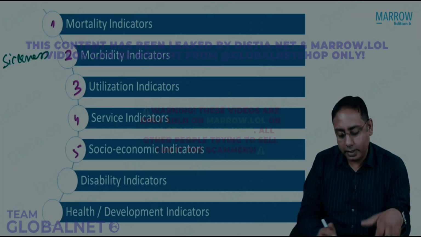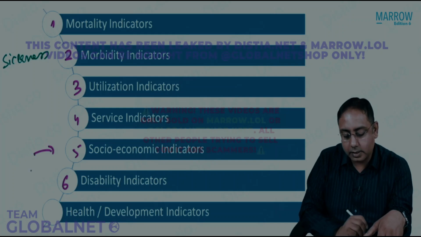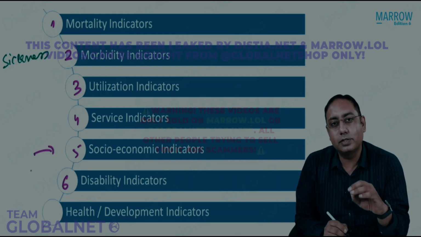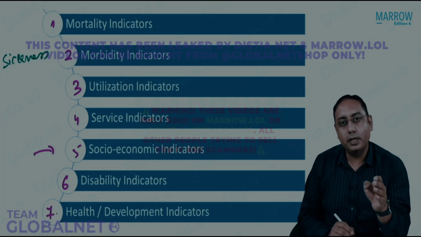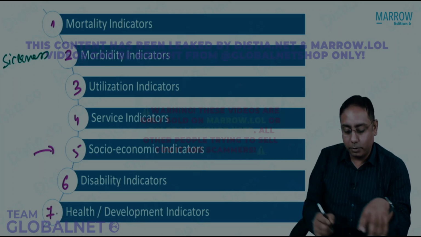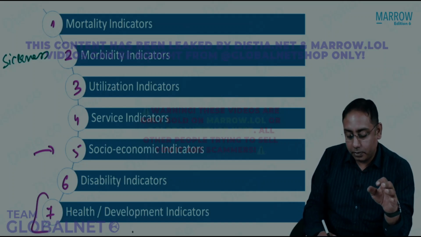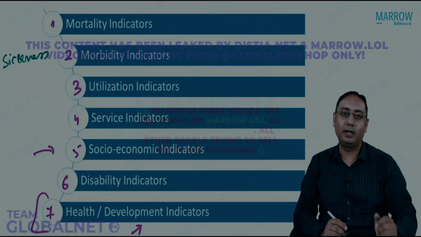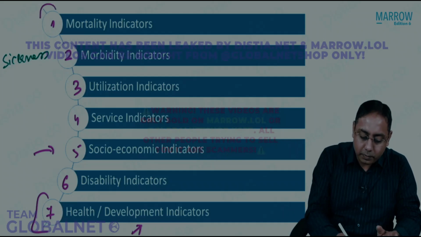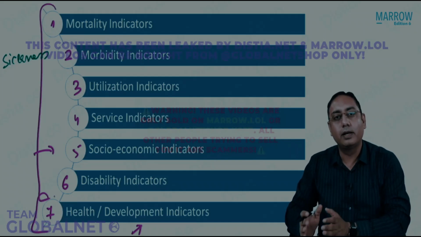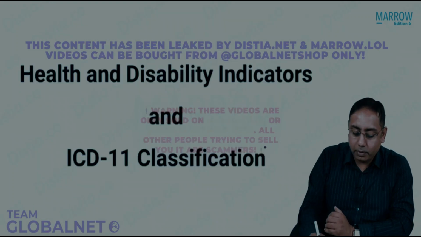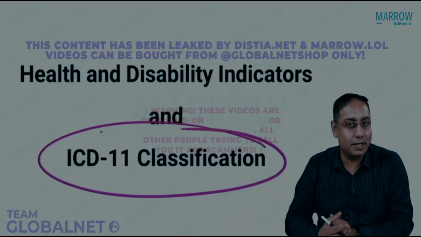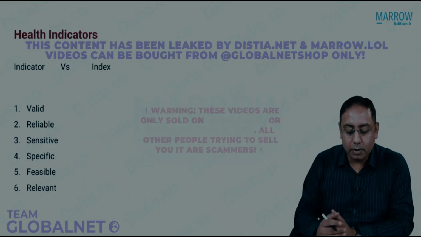Fifth would be socioeconomic indicators, and disability indicators. In fact, the socioeconomic indicators are one of the most important development indicators. Followed by that, you have the disability indicators, and then in the next video module, we will talk separately about the development indicators, the country development indicators. So in this video section, we are going to talk about the 6 most important indicators which are used for all these topics. Alongside, we will also talk about the ICD classification. So let's get on and talk about the first point.